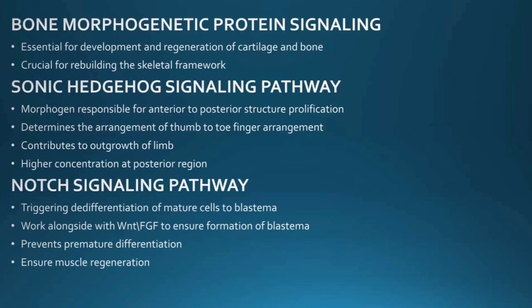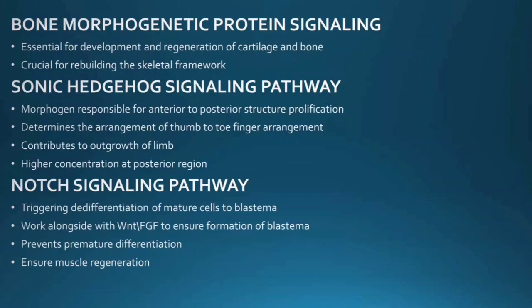Bone morphogenetic protein signaling, essential for development and regeneration of cartilage and bone, crucial for rebuilding the skeletal framework. Sonic hedgehog signaling pathway, a morphogen responsible for anterior to posterior structure proliferation, determines the arrangement of thumb to toe finger arrangement, contributes to outgrowth of the limb, higher concentration at the posterior region.